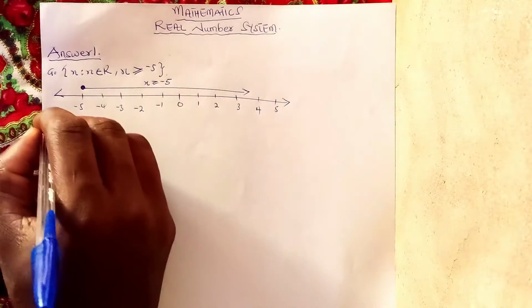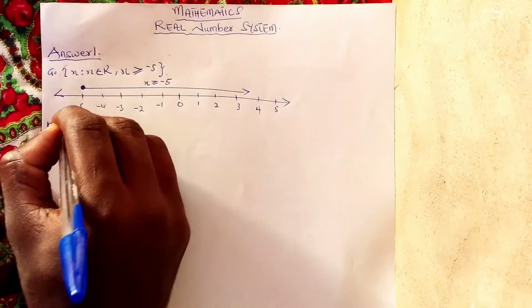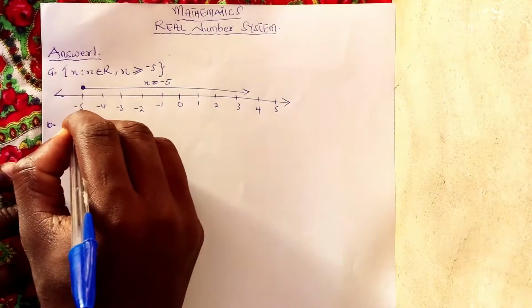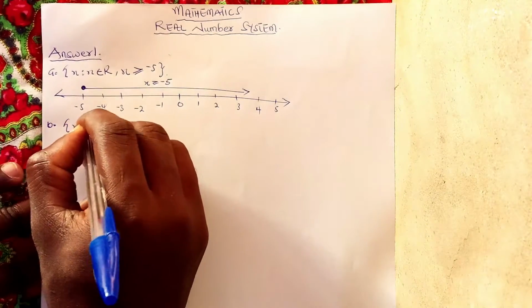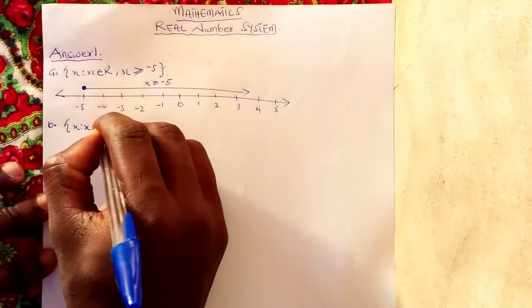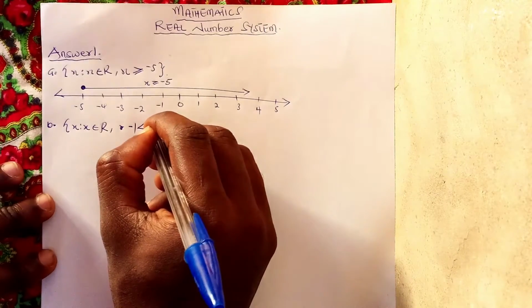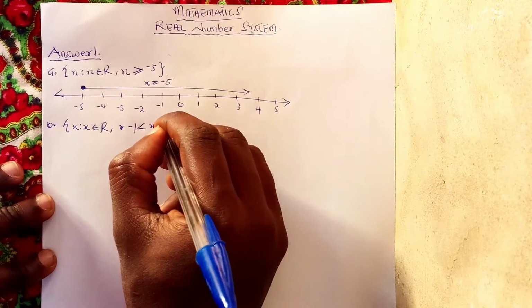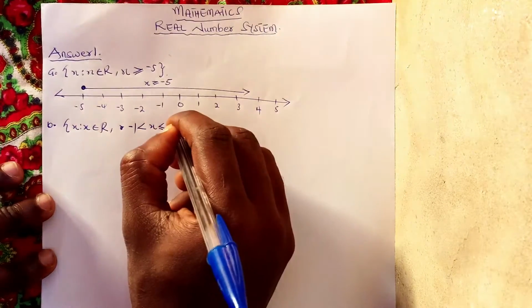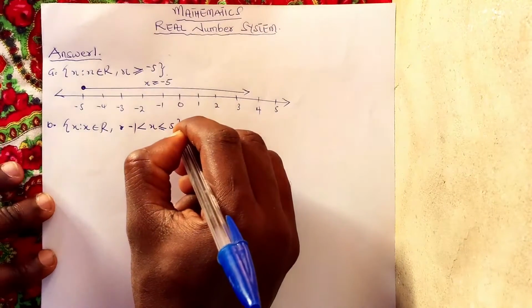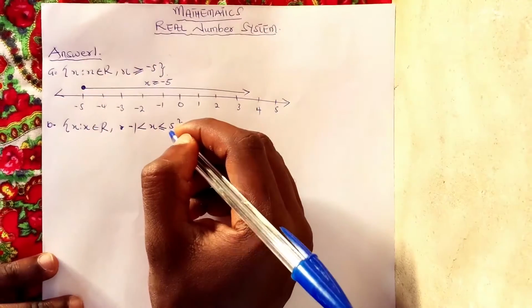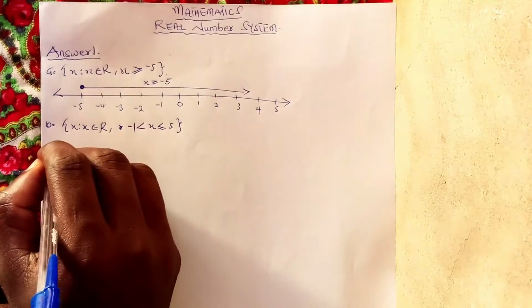We have B. X is such that X is a real number. Minus 1 is less than X, less than or equal to 5. Let's represent it on a number line.